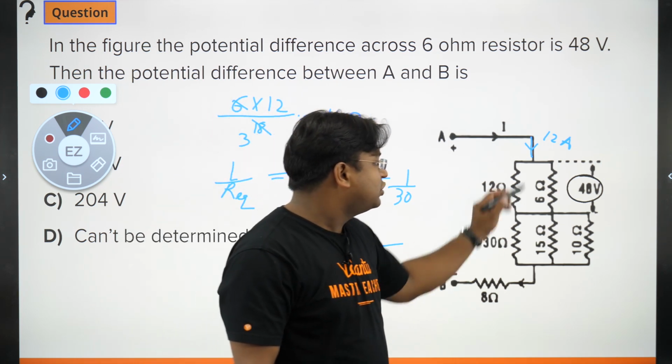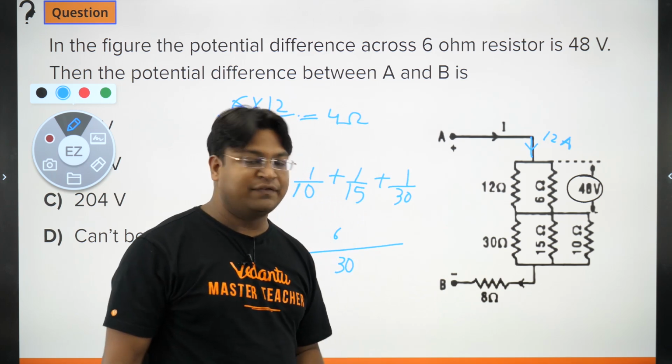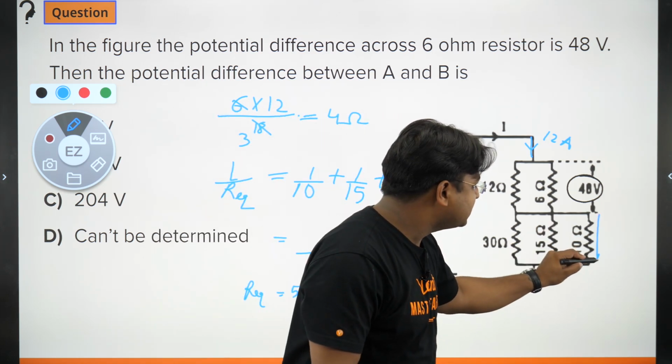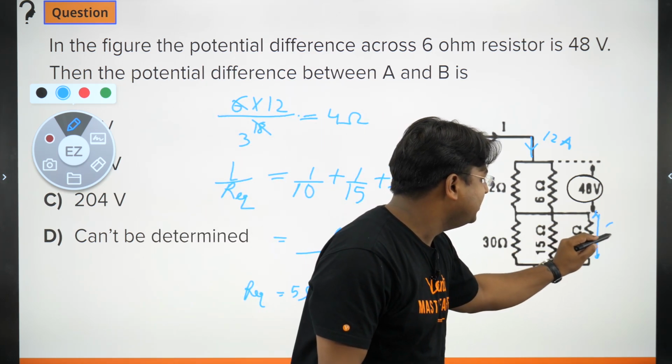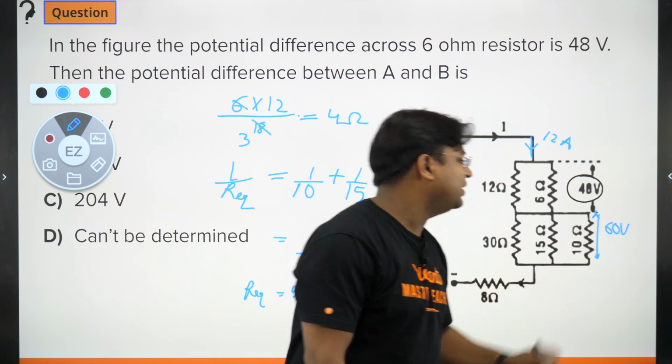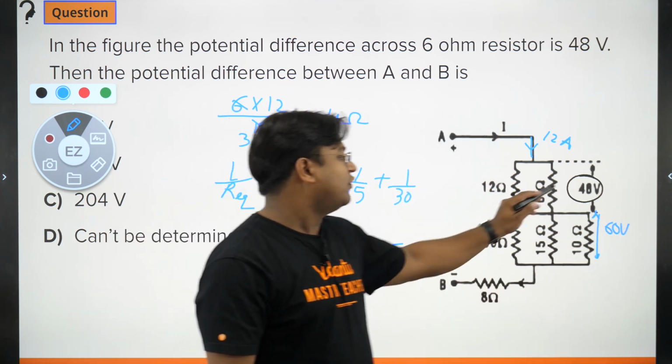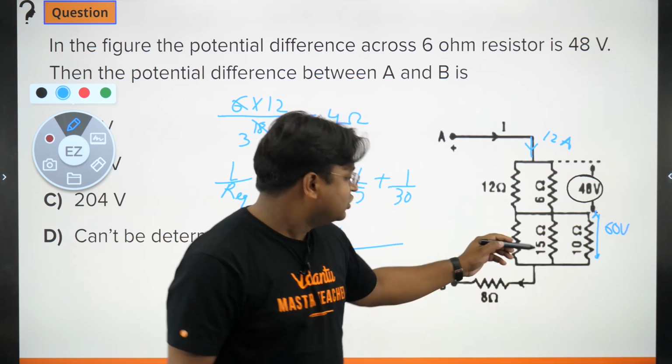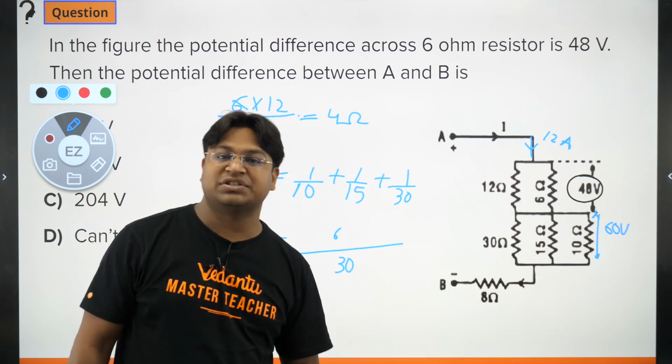Okay, so 12 ampere will flow through 5 ohm. That means the potential difference that we will have in this region will be 60 volt. 12 ampere into 5 ohm, 60 volt. 48 volt यहाँ है, 60 volt यहाँ है. So ये पूरा कितना हो गया? ये पूरा हो गया 108 volt.